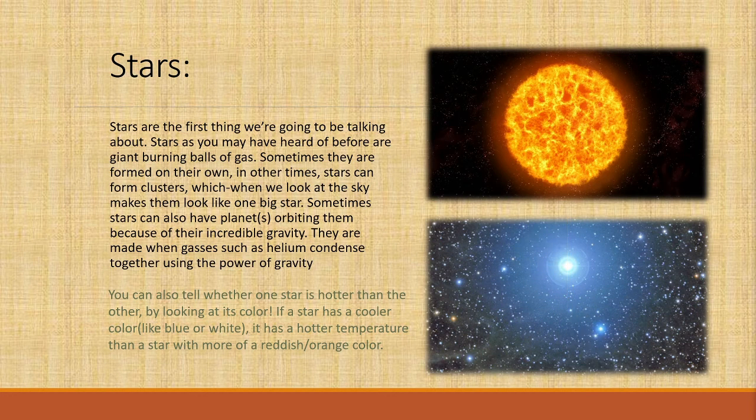We can also tell whether one star is hotter than another by looking at its color. If a star has a cooler color like blue or white, it has a hotter temperature than a star with more of a reddish orange color. So, for example, the top right star has a lower temperature than the bottom right star because the bottom right star is more of a bluish white, whereas the top right star is more of a reddish orange.